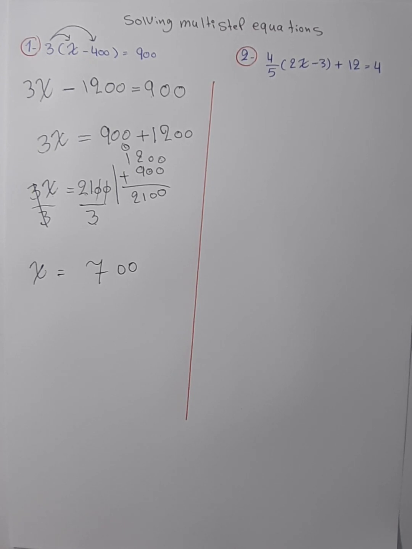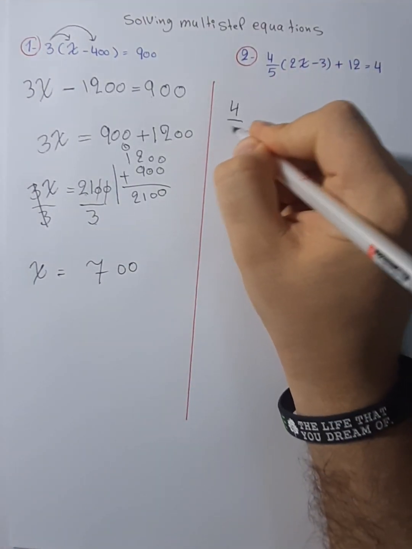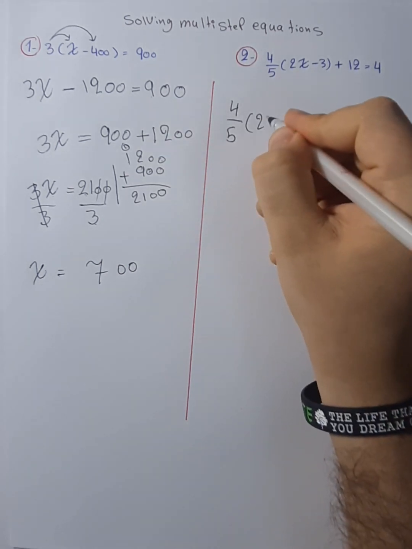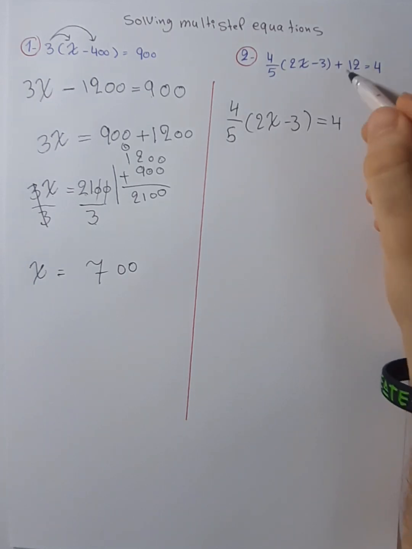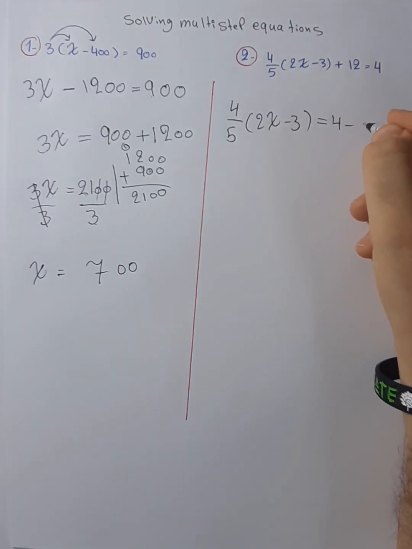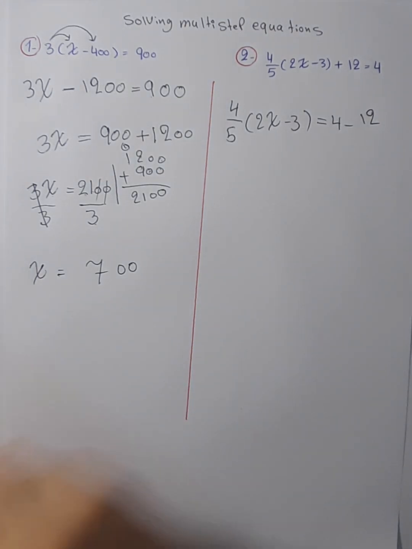Example number 2, we have this equation. First, we can change the place of plus 12 from left side to right side. So you have to write 4 out of 5, 2x minus 3 equal to 4. Plus 12 becomes minus 12, and then you have to solve these two integer numbers.